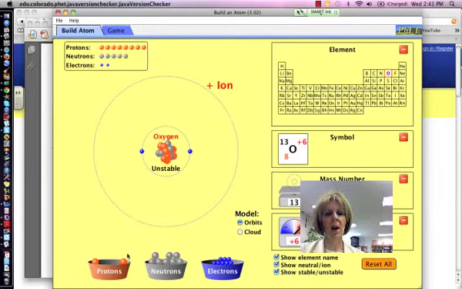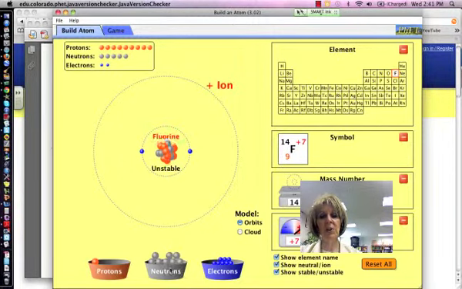7 nitrogen, oxygen, and here's fluorine. Now fluorine is 9 protons, but my nucleus is unstable, so I need to add some more neutrons to make my nucleus stable. And what I am doing now is making different isotopes of fluorine.